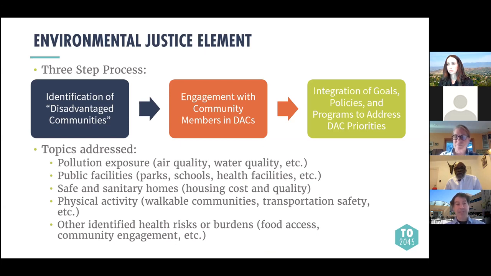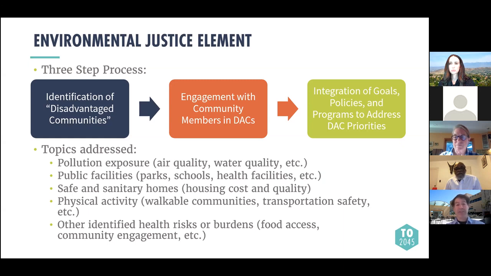There's a 3-step process. The first is the identification of disadvantaged communities. The second is engagement with members of those disadvantaged communities. And then the third is the integration of goals, policies, and programs to address the disadvantaged community priorities.